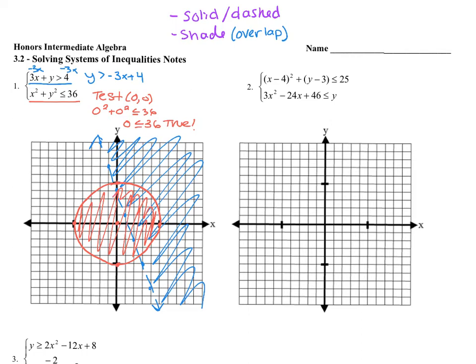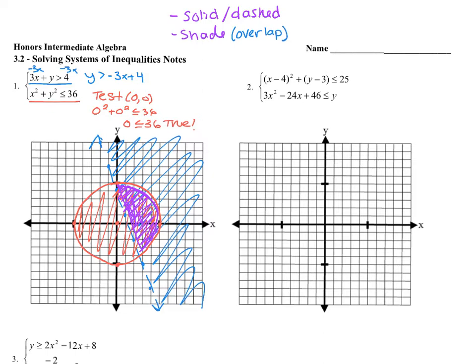Now, the key to a system of inequalities is knowing where the solutions to the system lie. Now, the solutions to a system of inequalities lie where the two shadings overlap. So that's going to be right in here that I'm coloring in purple. So in a lot of my answer keys, you'll see that I only shade the part where the two shadings would have overlapped. I won't show all the shading.